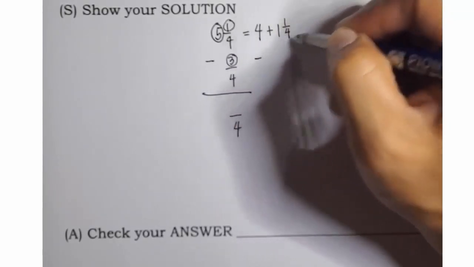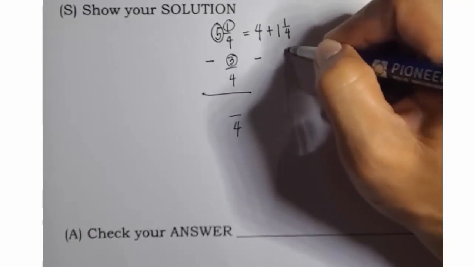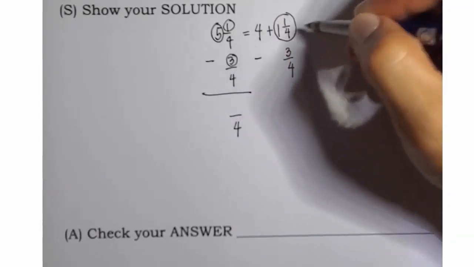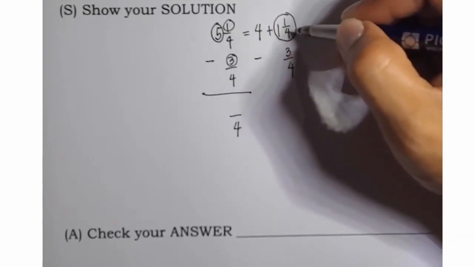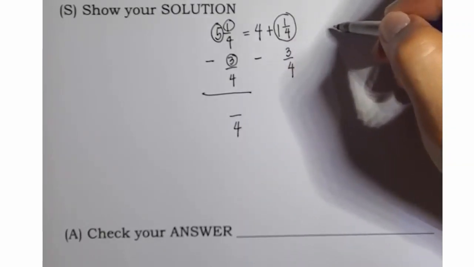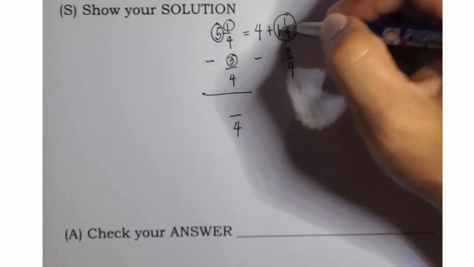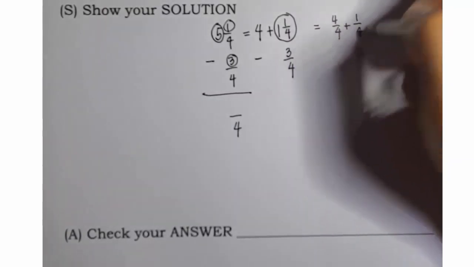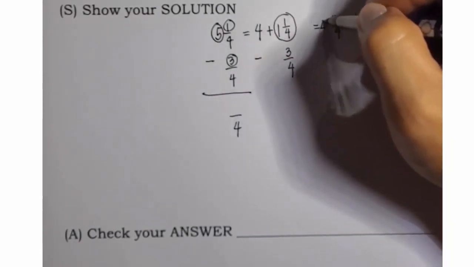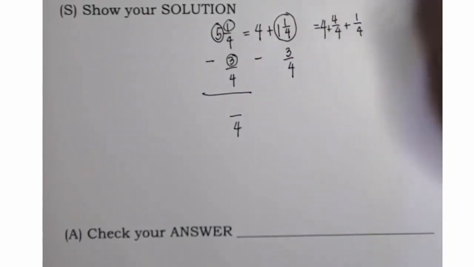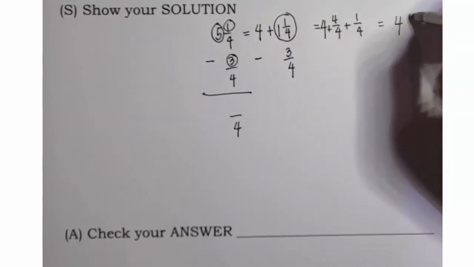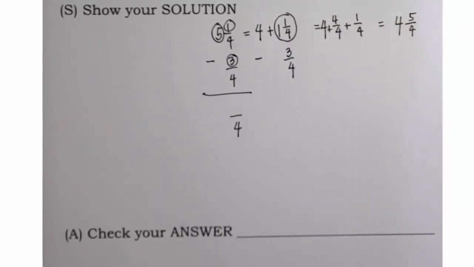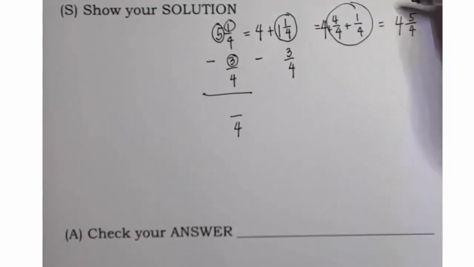Then, para pag nadagdagan na natin yung 1/4 na yan ng 1, we will subtract 3/4. In this case, we have to combine these two values, 1 and 1/4, or 1 plus 1/4. This one is also equal to 4/4. Then, you will add 1/4 to that. Then, you have to copy the whole number 4. So, in this case, magiging 4 and 5/4. Pinagdugtong natin or in-add natin yung 4/4 at 1/4.